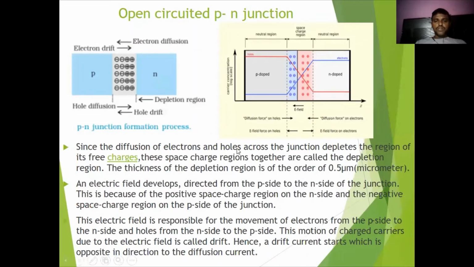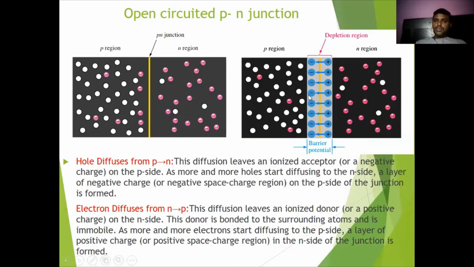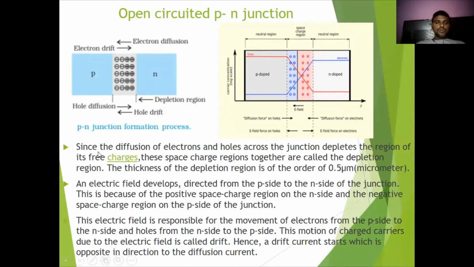Since the diffusion of electrons and holes across the junction depletes the region of its free charges, these space charge regions together are called the depletion region. Together, this acceptor ion layer and the donor, or positive, ion layer are combinedly called the depletion region. The thickness of the depletion region is of the order of 0.5 micrometer.